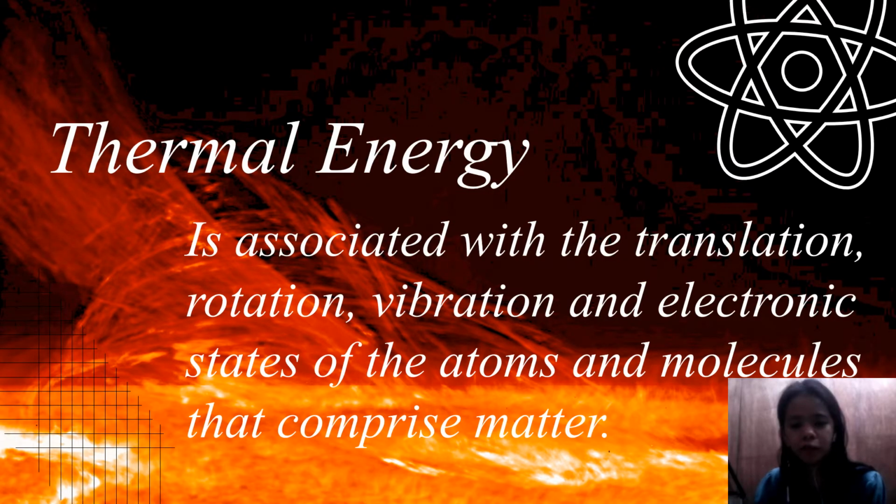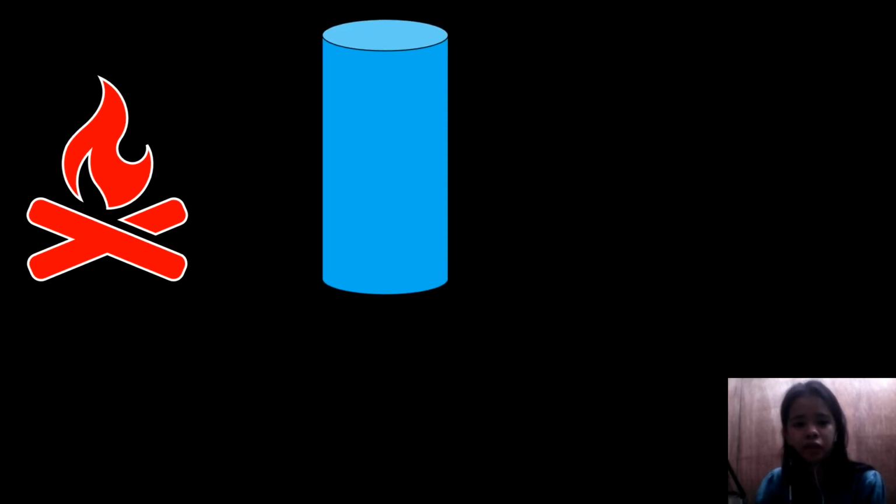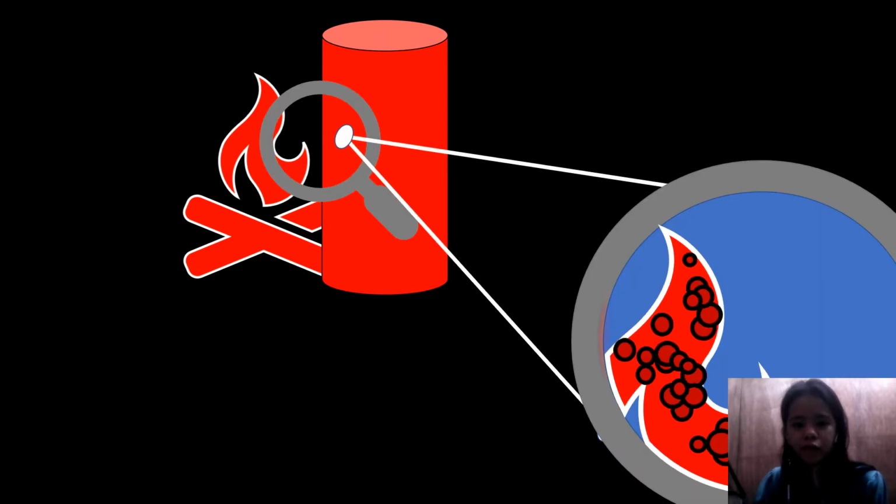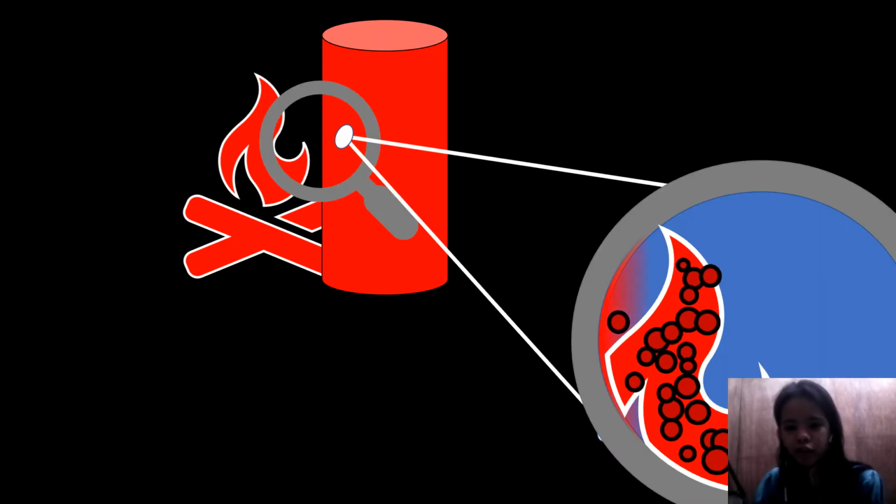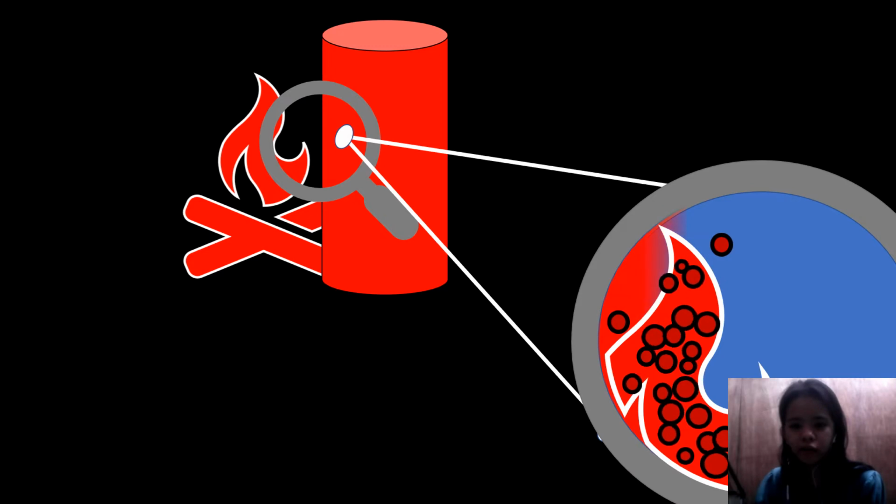Next, thermal energy is associated with the translation, rotation, vibration, and electronic states of the atoms and molecules that comprise matter. So this is what happens when the driving force happens. The molecules are vibrating. That's why they are all moving to the colder place.